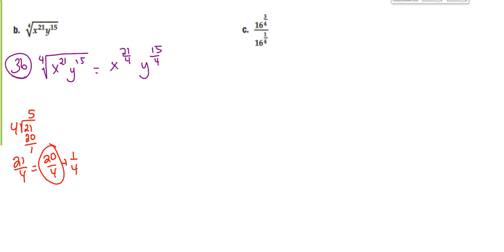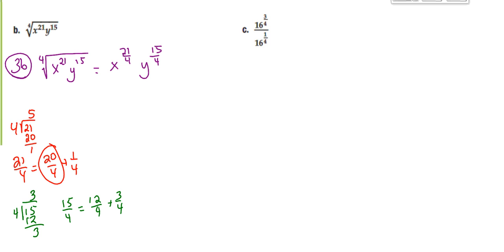Then I'm going to do something similar with y. So I'm going to divide 15 by 4. And that's going to go 3 times. That's 12 and 3. So I'm going to say that 15 over 4 is equal to 12 over 4 plus 3 over 4. And so I'm splitting it up. It's still 15 over 4, and that other one's still 21 over 4.